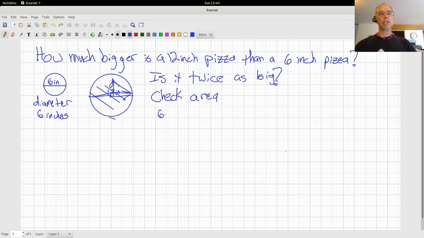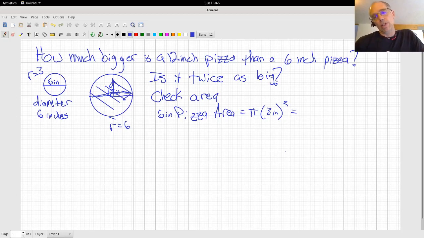So let's see, for the 6-inch pizza area, and I recommend you write lots of stuff down. Area of a circle is pi r squared. The radius here would be 3. The radius here would be 6. So that would be pi times the radius squared, so 3 inches squared. So pi is around 3. It's a little bigger, but let's just call it 3. 3 squared is 9. 3 times 9 is 27. So it's going to be a little bigger than 27, right? That's my guess. I'm going to use a calculator to find that in a minute.